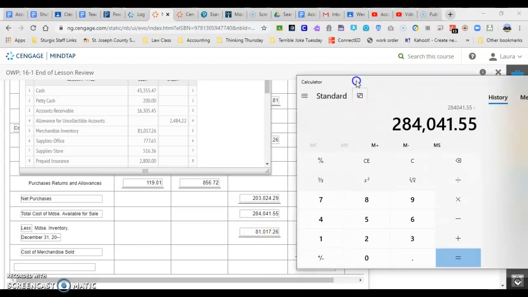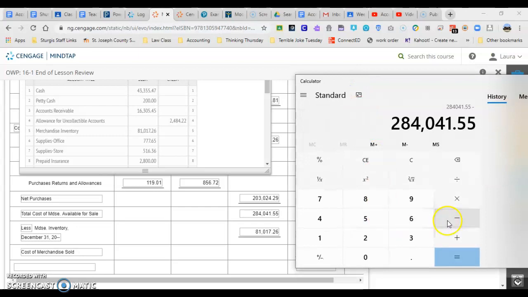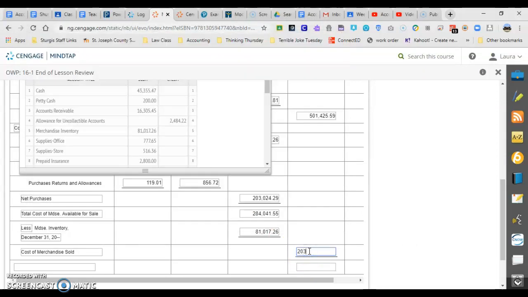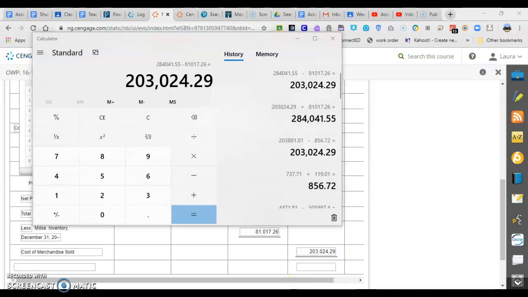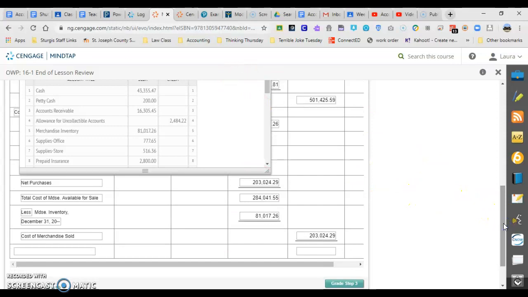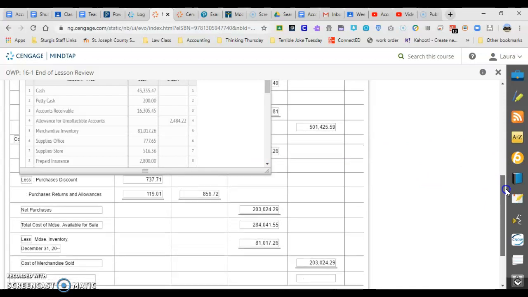So we're going to take 284,041.55 minus 81,017.26 equals 203,024.29. What's nice if we get into Excel is that you create a format for this and then it calculates things out for you. You don't have to run the calculator all the time once you have a template in there.